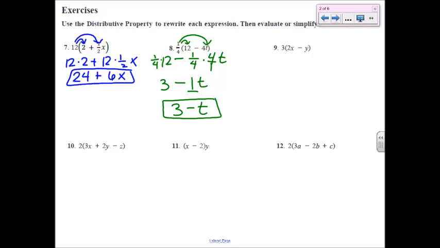And the next one, 3 times 2x, 3 times minus y, minus 3 times y. 3 times 2 is 6x, minus 3y. Since they have different variables, I can't combine them, so that's as simplified as it gets.